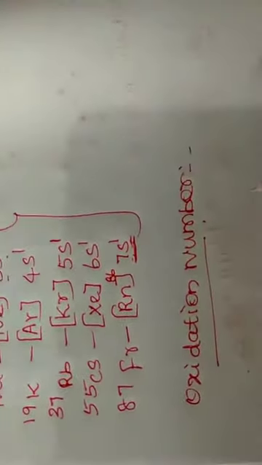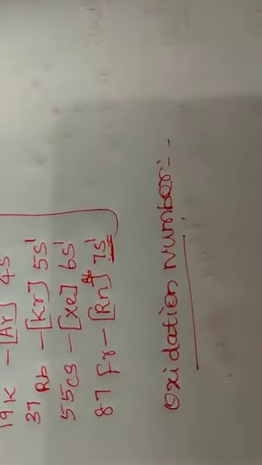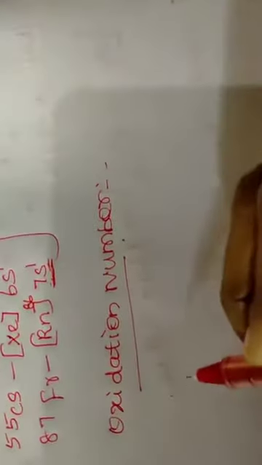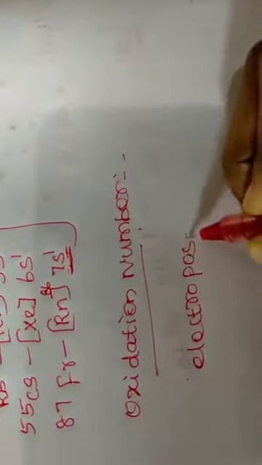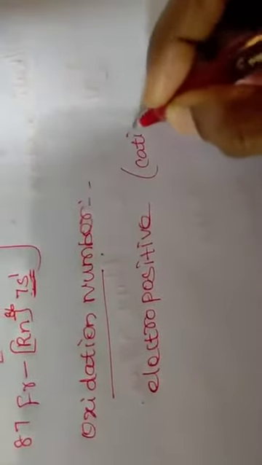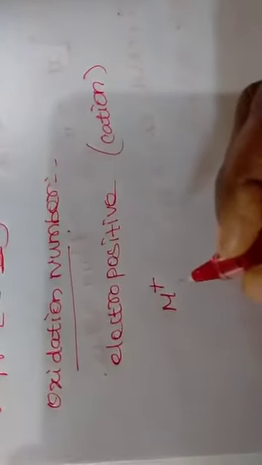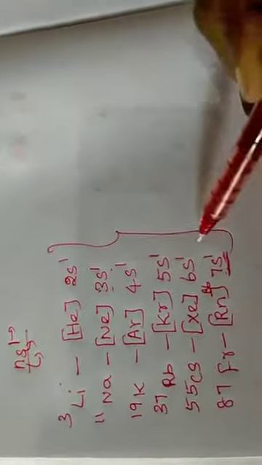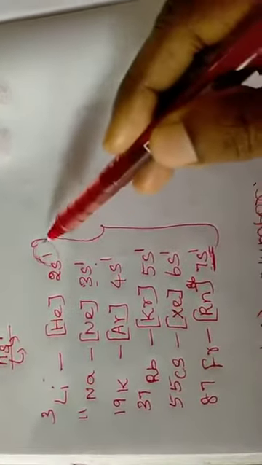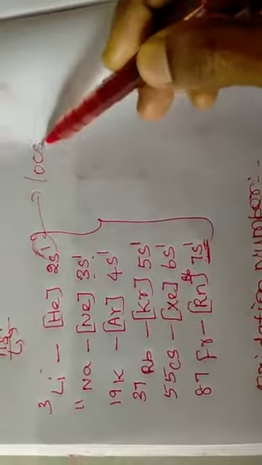Oxidation number. For writing the oxidation number, alkali metals are generally electropositive metals. That means they are cationic metals, so we can denote this as M+, and they can lose their electron, only 1 electron in the outermost orbital. They can easily donate this electron, or they easily lose this electron.